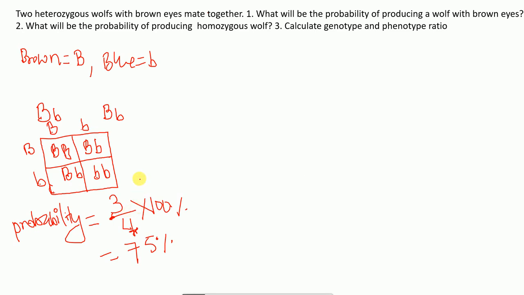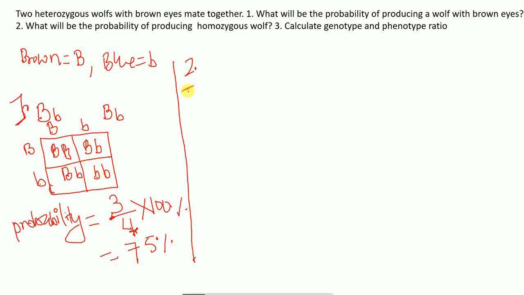And now question number 2 is, what will be the probability of producing a homozygous wolf? We dealt with question number 1, so now coming to question number 2. What will be the probability of producing a homozygous wolf? If you look at this Punnett square, capital B capital B is homozygous dominant, this is heterozygous, this is heterozygous, however this is homozygous.